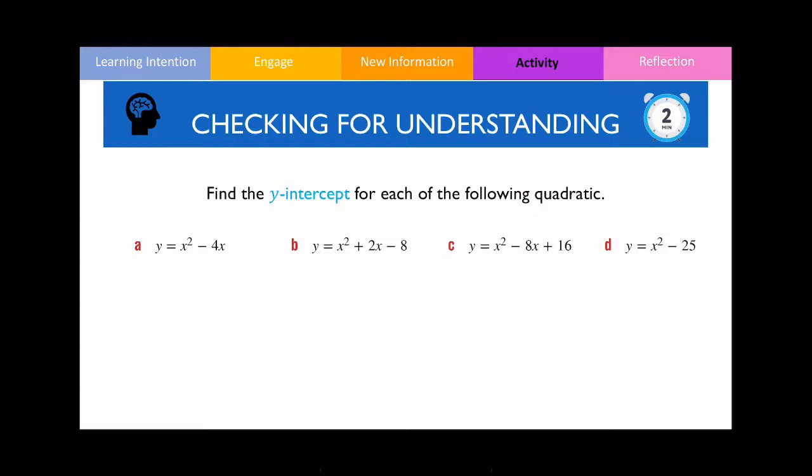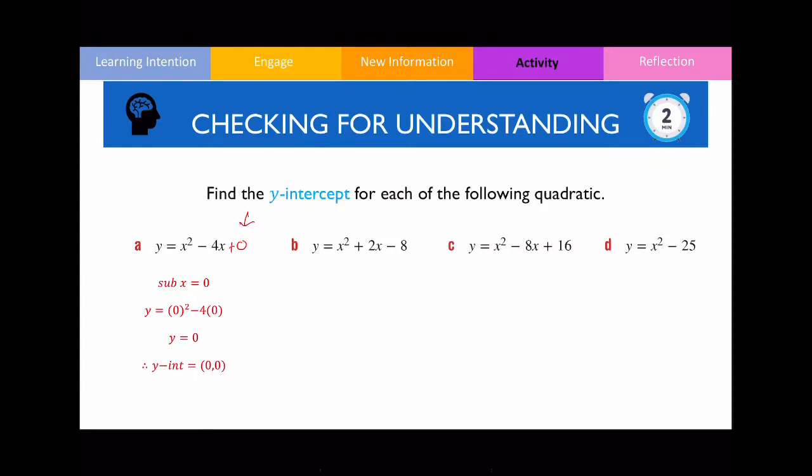So for the very first one, it might not appear obvious, but it's also kind of written in the standard form as well. So again, what we need to do is sub x is equal to 0, and therefore you'd see that your y-intercept is equal to 0, and that's also reflected by this value here. Always give your answers in coordinate form.